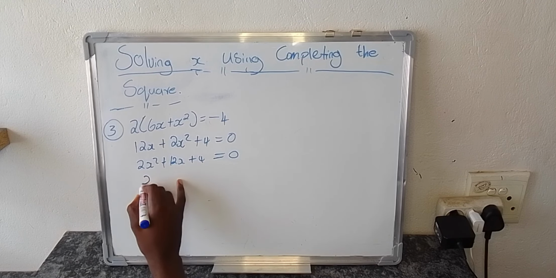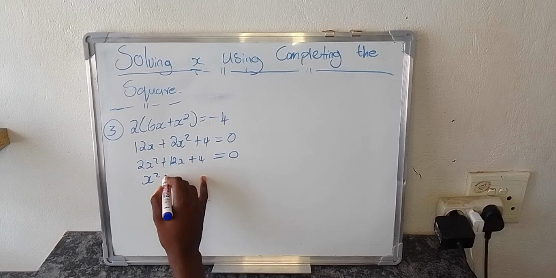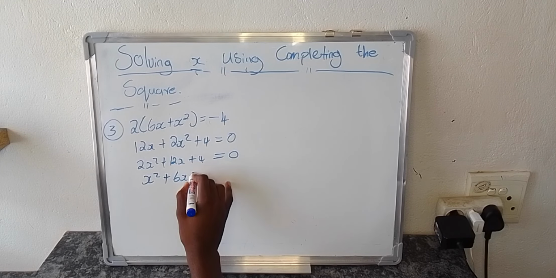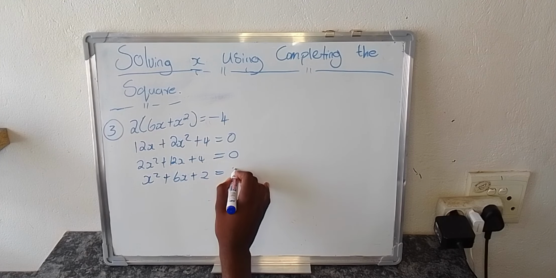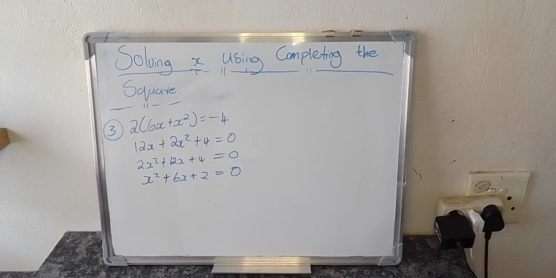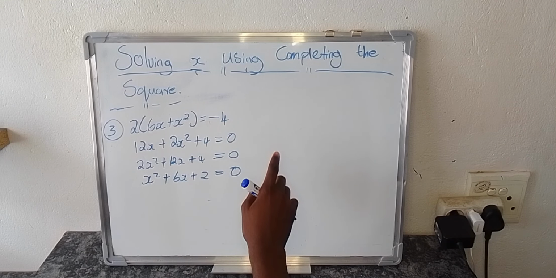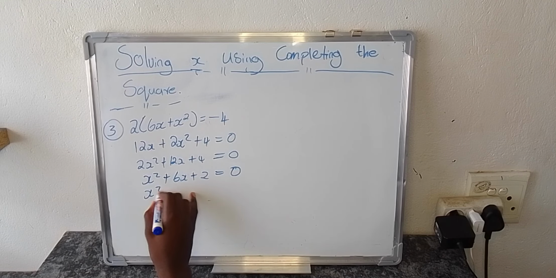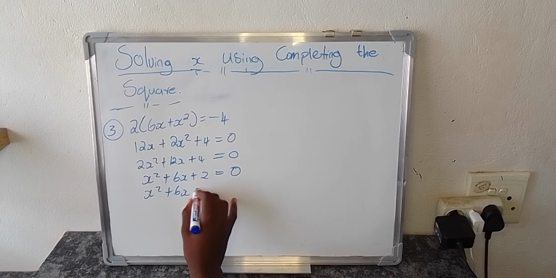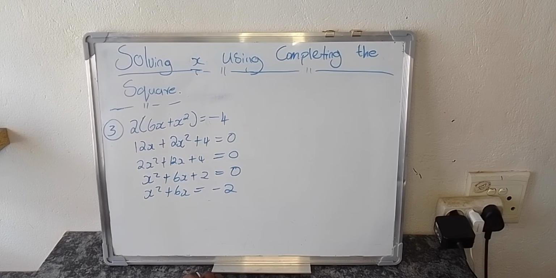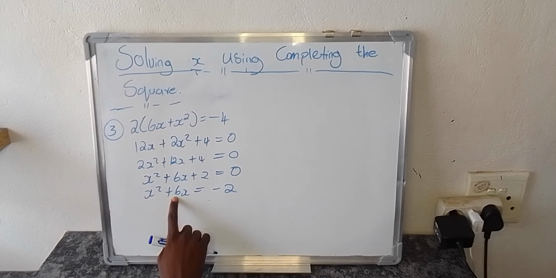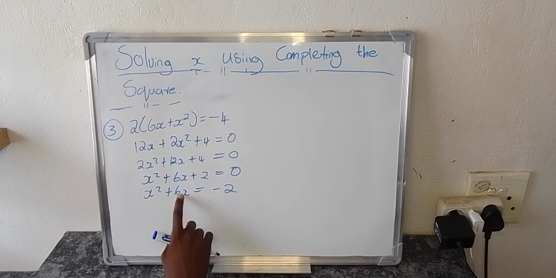So we are going to be left with x squared. 12 divided by 2 is 6x, 4 divided by 2 is 2, and 0 divided by 2 is 0. So now we can apply the method of completing the square. We can take this positive 2 to the right hand side. So we are going to have x squared plus 6x is equal to negative 2. Then from there we are going to focus on the coefficient of x, which is 6.